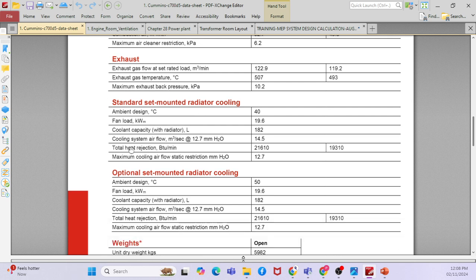And then you can see the radiator cooling, how much heat will be generated. It is based on the catalog, which is 21,610 BTU per minute of heat. Just one doubt. This exhaust gas temperature at 507, would this be modulated before it gets out to the environment, or how is it? No, it will be discharged at the same temperature, because you cannot reduce the temperature. It will be discharged at the same temperature.